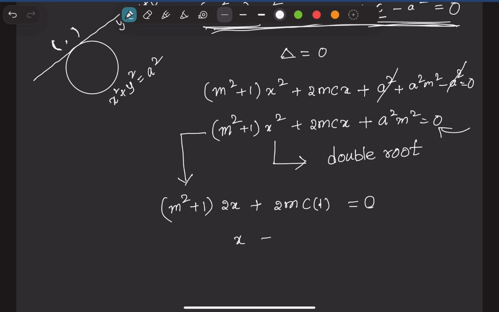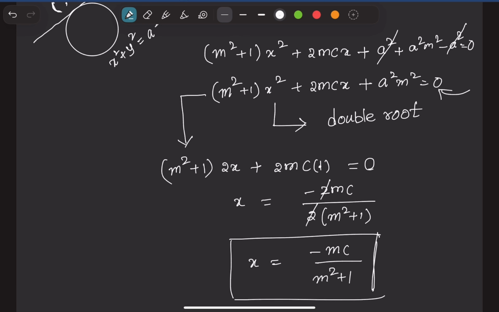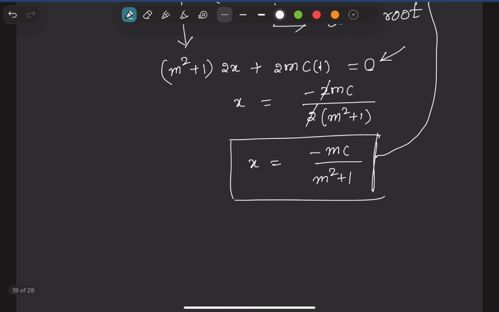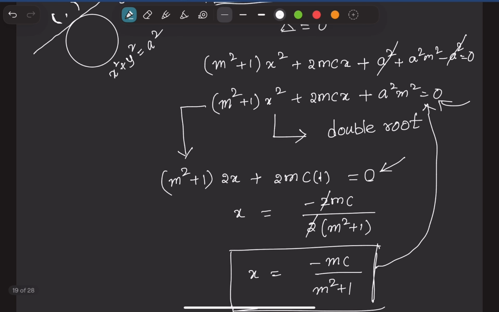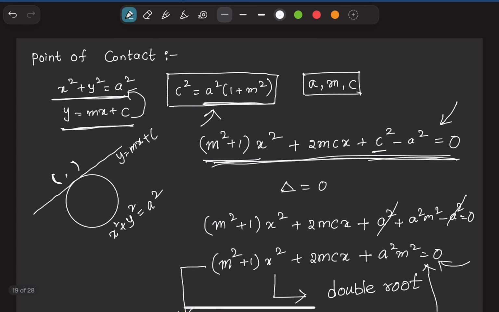So the x that you find here will be minus 2mc divided by 2 multiplied by m square plus 1. This and this get cancelled. So your x is simply minus mc divided by m square plus 1. So this is the root of this particular equation. Since the quadratic equation has a double root, this will be the root of the quadratic equation as well. Therefore, the x coordinate of the point of tangency is minus mc upon m square plus 1.